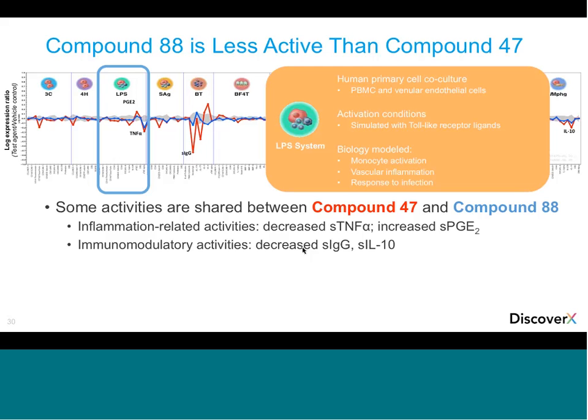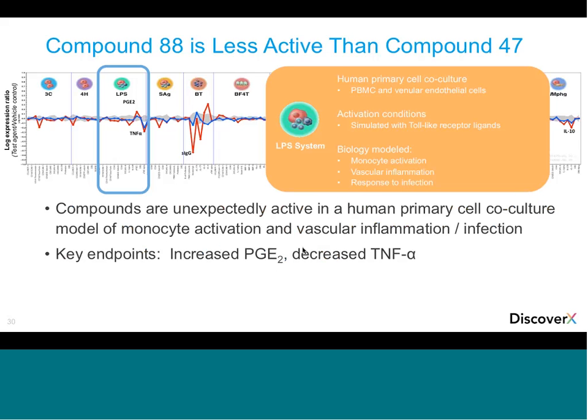And what we know about this particular system is unexpected. It is a human primary cell co-culture. It has peripheral blood mononuclear cells and vascular endothelial cells. The system is stimulated with a low concentration of TLR4 ligands, so these are bacterial stimuli. So the biology modeled in this system is monocyte activation, vascular inflammation, and responses to infection. And the key endpoints here that were shared by these two compounds include increased PGE2 and decreased TNF-alpha.